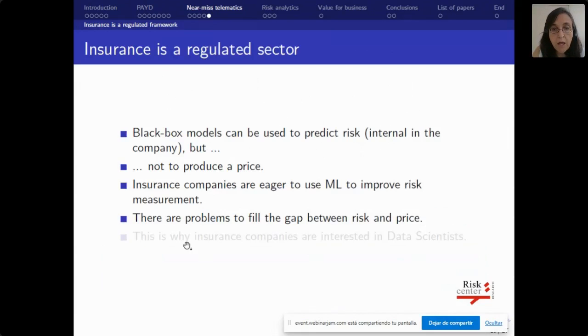There are problems to fill the gap between the risk and the price because of the methods that are restricted for price calculation. But I also wanted to introduce this to you today, because I know there are many data scientists in the audience, and I wanted to explain why insurance companies are interested in data sciences nowadays. And it's because of the enormous amount of information that they are gathering every day.